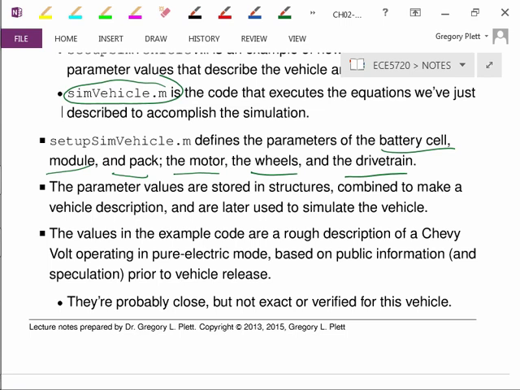Now these are not exact parameter values of a first-gen Chevy Volt. I don't claim that. The values were gleaned from public information and public speculation, moreover, prior even to the vehicle being released to the public. So even though we have some projects with General Motors, I'm not claiming any inside information at all here. And so the simulation should be considered representative and not actually exactly what you would expect to see. But they're probably close. They give range estimates that are pretty close to what people are reporting in real life as well.